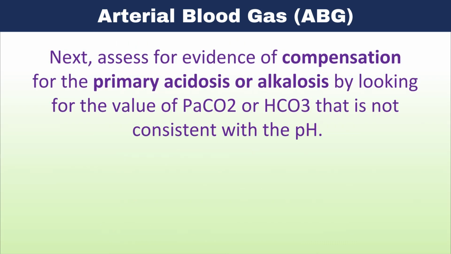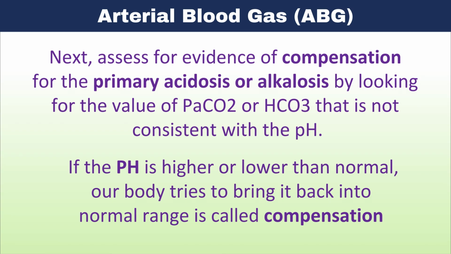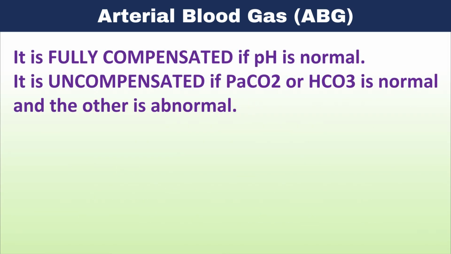Assess for evidence of compensation for the primary acidosis or alkalosis by looking for the value, PaCO2 or HCO3, that is not consistent with the pH. If the pH is higher or lower than normal, our body tries to bring it back into the normal range, which is called compensation. If the pH is normal and HCO3 or CO2 is abnormal, it is compensated.